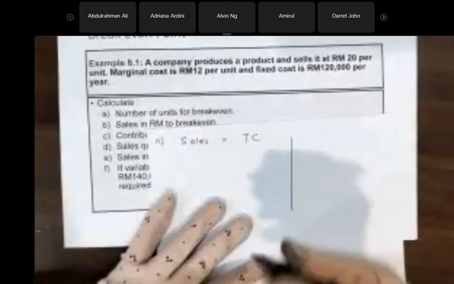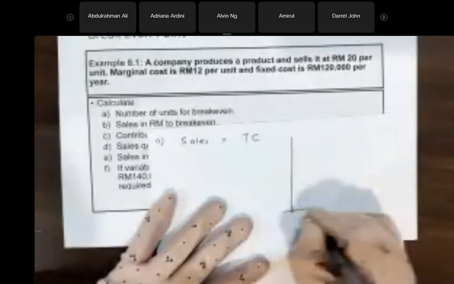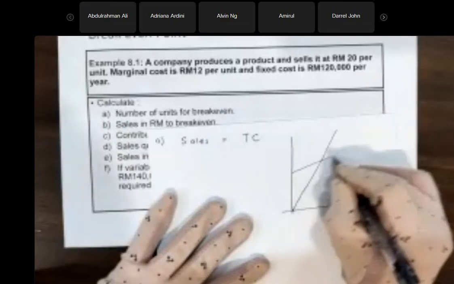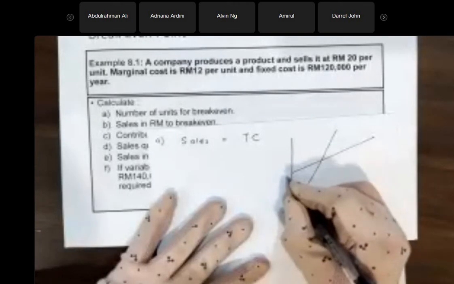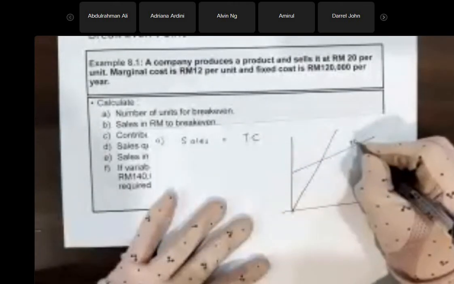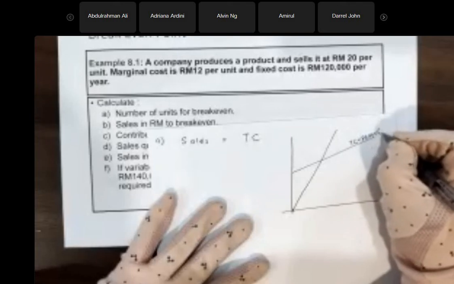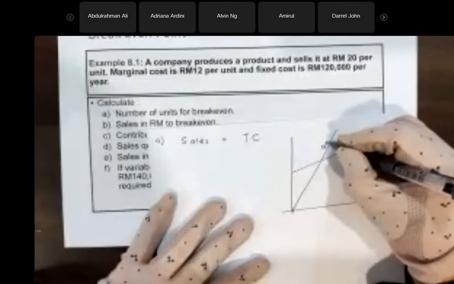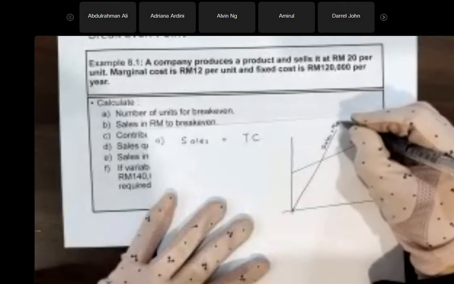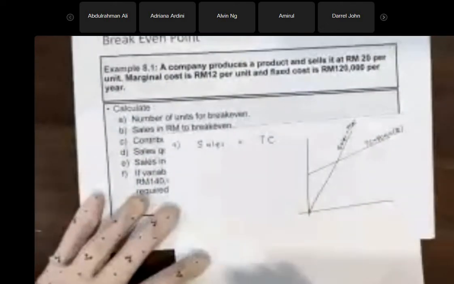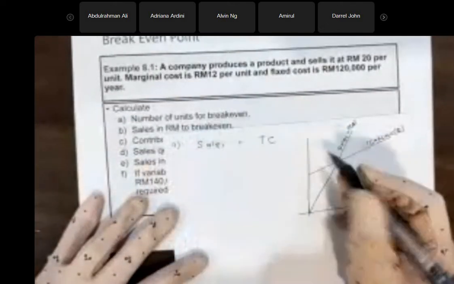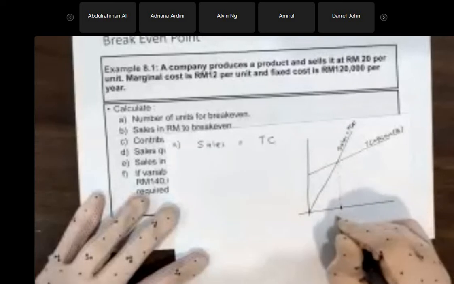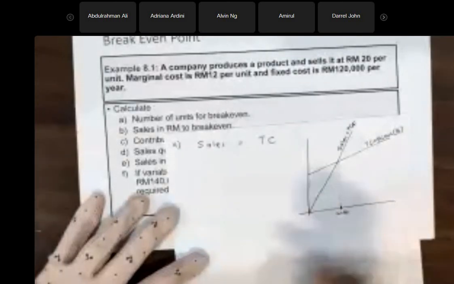So that means you have this is sales and this is total cost: fixed cost plus the variable cost. This one is total cost, and here is the sales. Now, number of units for break-even. We want to find out the number of units here. So sales equal to total cost.